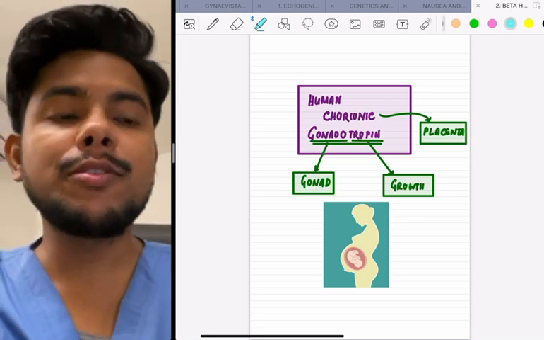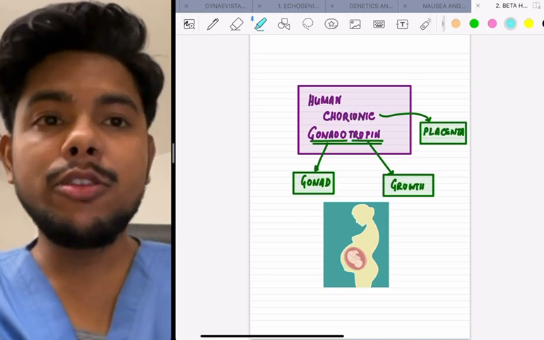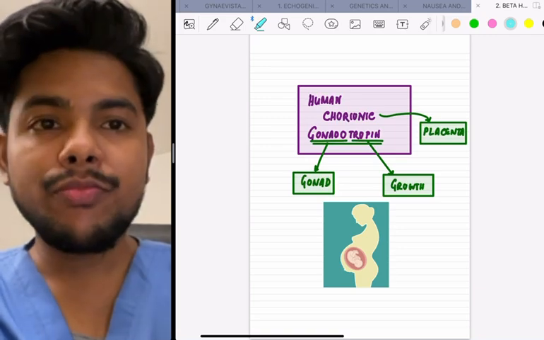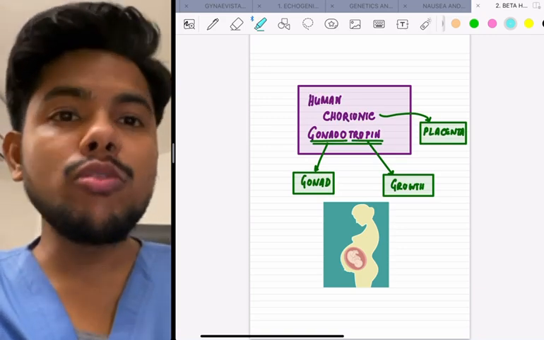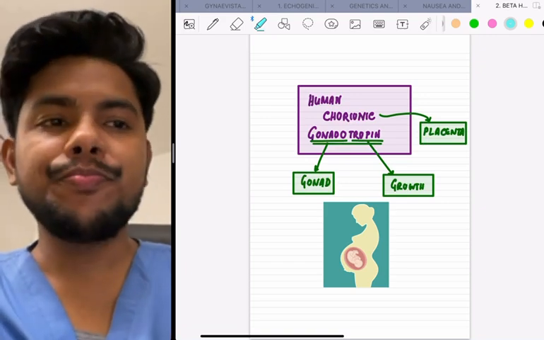Now the question is, does it promote the growth of the gonad of the mother or the fetus in utero? And the answer is both. It promotes the growth of the gonad of both mother and fetus.